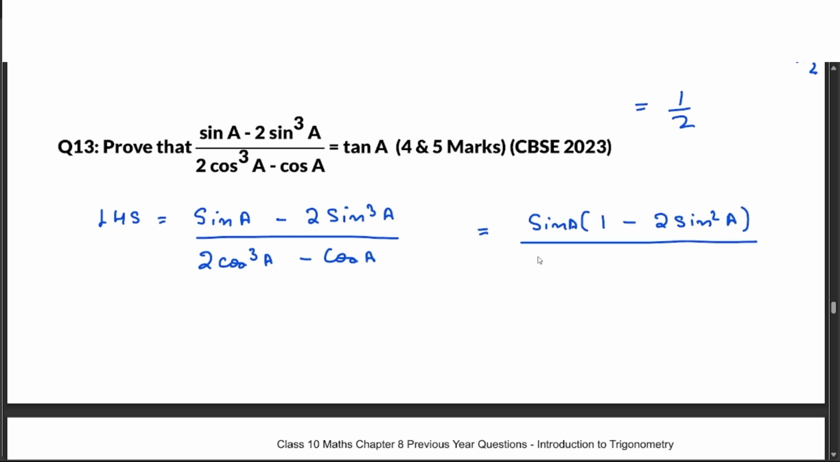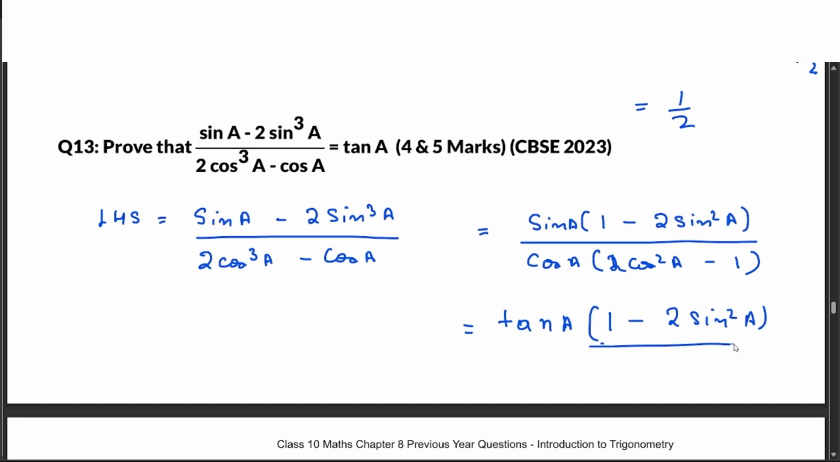In the same way, in the denominator you can take cos A common. So how much will you get here? 2 cos square A minus 1. Okay, this much is got it. Now after that we can say this is equal to tan A, and inside you will get 1 minus 2 sine square A, and likewise in the denominator 2 cos square A minus 1. Hope this much is clear.